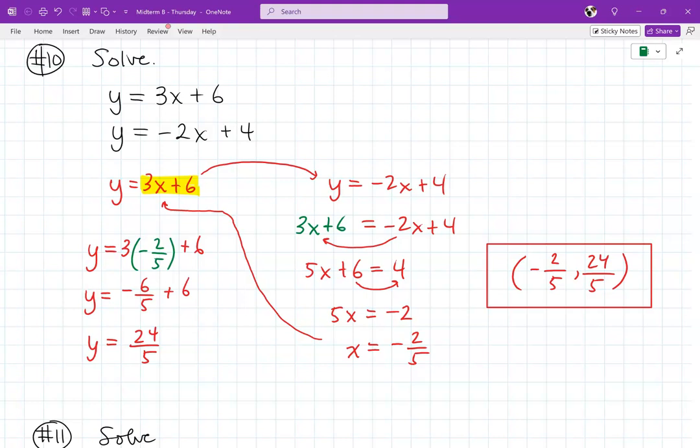The next one is using elimination. Okay, maybe with multiplication, we'll see. I'm just giving you a minute here. Anybody need a little bit more?